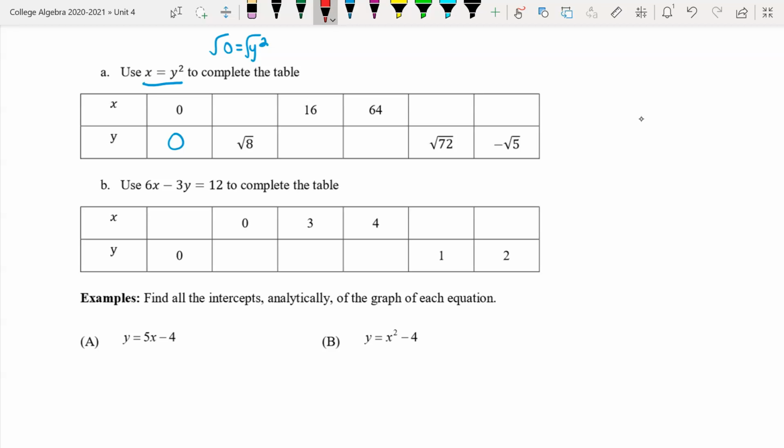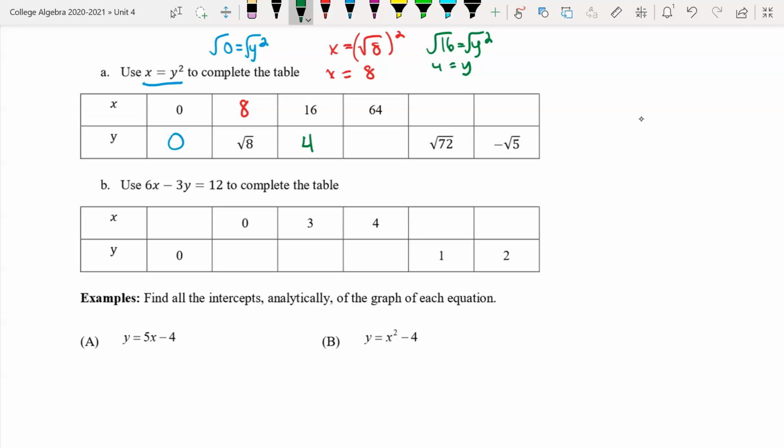Same with square root of 8, but this time it's a y, so it's going to be x equals square root of 8 squared. And if you type that into your calculator, you should just get 8. I would do that. Same way, you just keep going. Now they're going to change it up to an x. I would square root it. I would get 4.